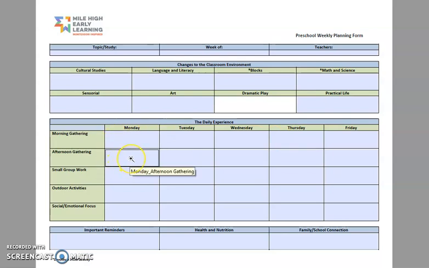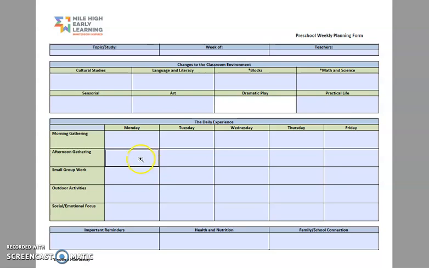Same thing for the afternoon. You should have some sort of afternoon gathering for the children to be around. In an AM PM class, this would be where you could kind of talk about what's going to go on in the morning and then again in the afternoon. But again, these things can be very routine things, and this can look the same across the board.